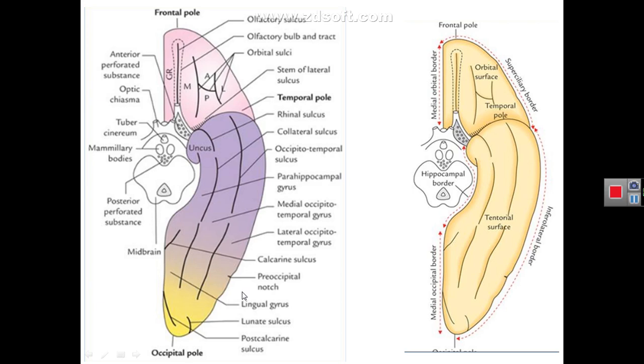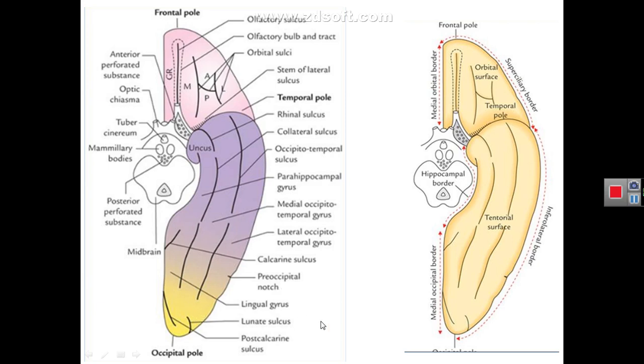And of course you can see from the color that the inferior orbital surface is part of the frontal lobe. So if you want to enumerate gyri and sulci of the frontal lobe on the inferior surface, you should mention these. And also this is part of the temporal lobe, gyri and sulci, and this is part of the occipital lobe.